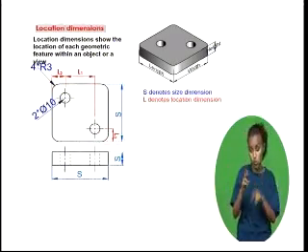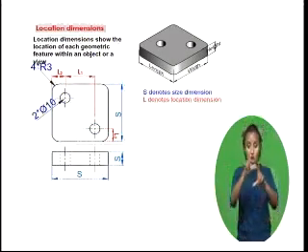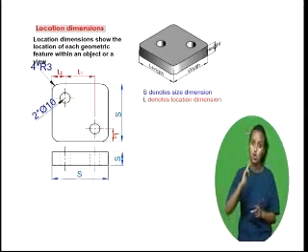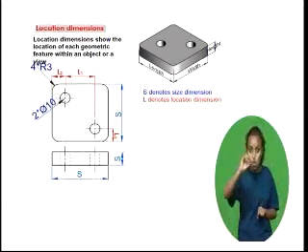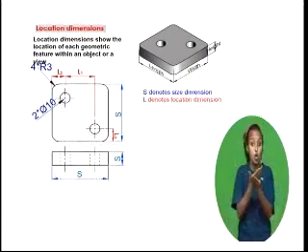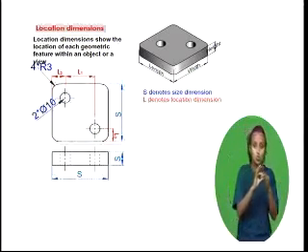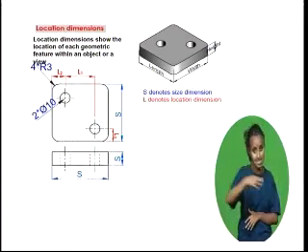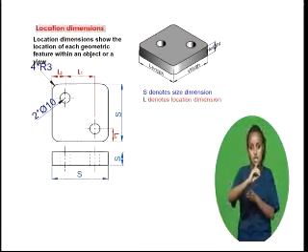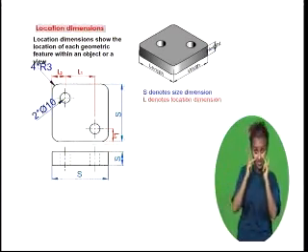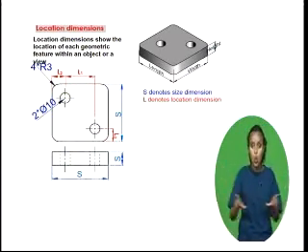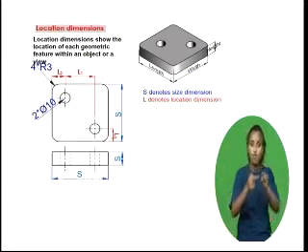In other words, location dimensions establish the position of shapes like holes, slots, etc. of an object relative to each other. They can be given in all width, height, and depth directions. As you see on the screen, L1 specifies a location dimension of the center of the holes from each other.